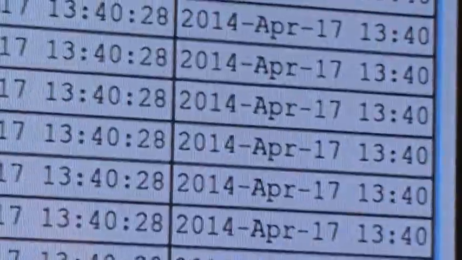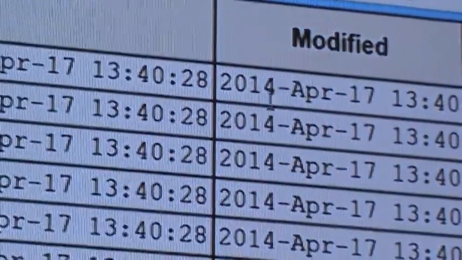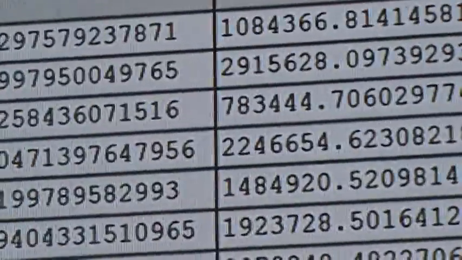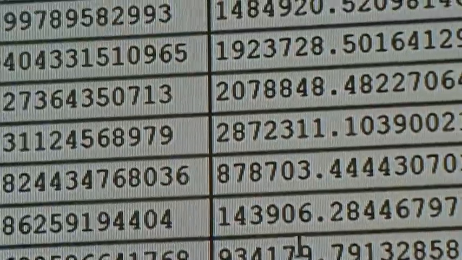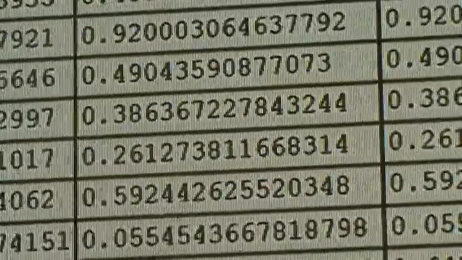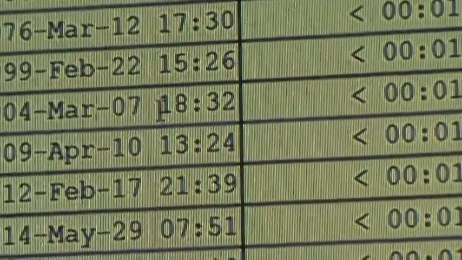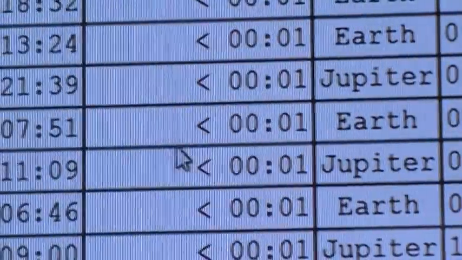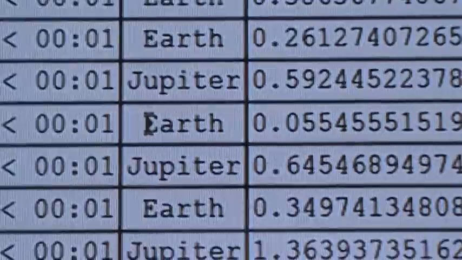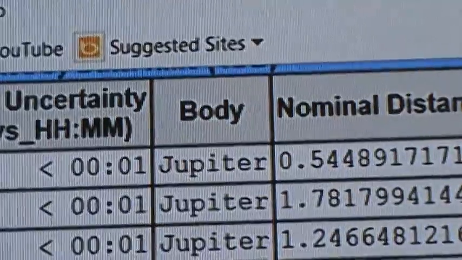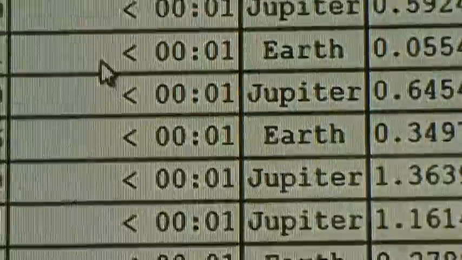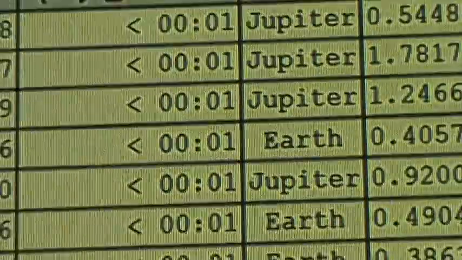In fact, every single file on this comet was just modified on April 17th. Now, I could see if you were making a correction on its orbital path for the year 2014 right here, but not for every single one that's already gone by. What, were you wrong every other time? Like, you modified every single file that has anything to do with this comet?